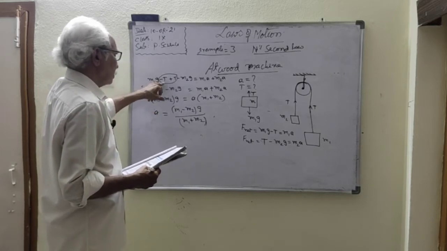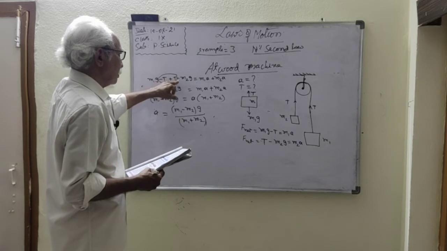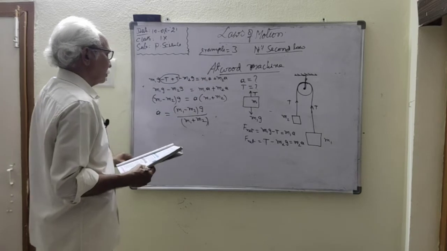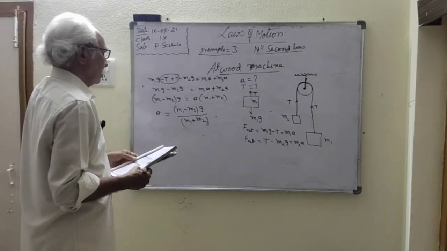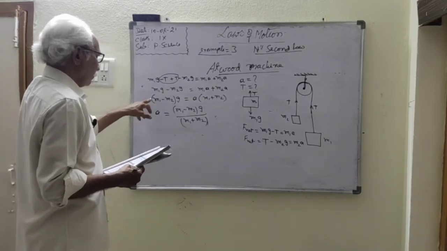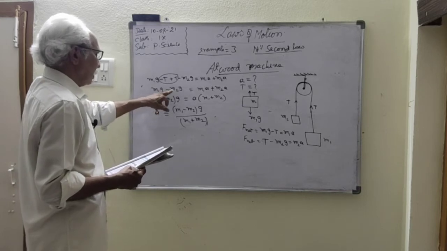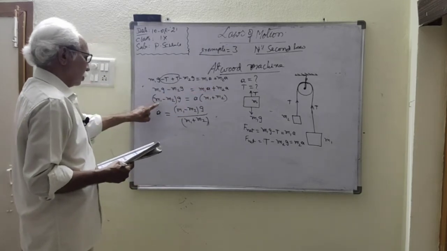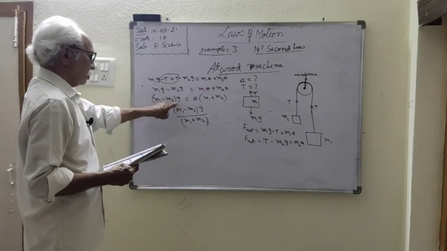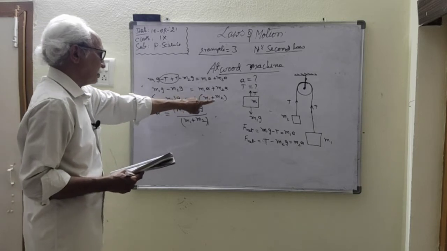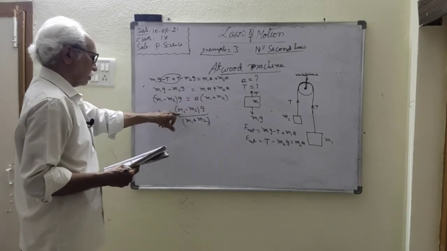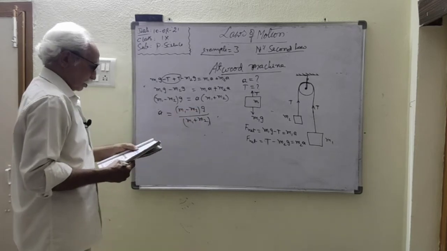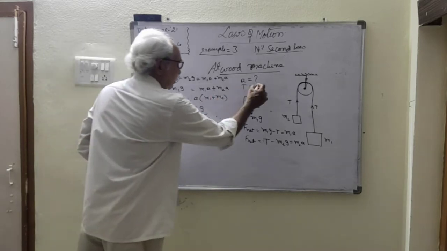m1g minus T plus T minus m2g is m1a plus m2a. So now from this equation, m1g minus m2g is equal to m1a plus m2a. So (m1 minus m2) into g is equal to a into (m1 plus m2), or the acceleration a is equal to (m1 minus m2) into g by (m1 plus m2). This is the answer. Now we go to the second part, which is tension.